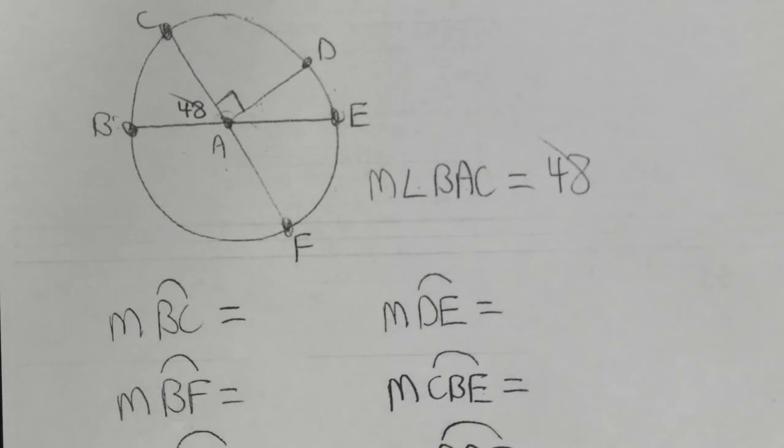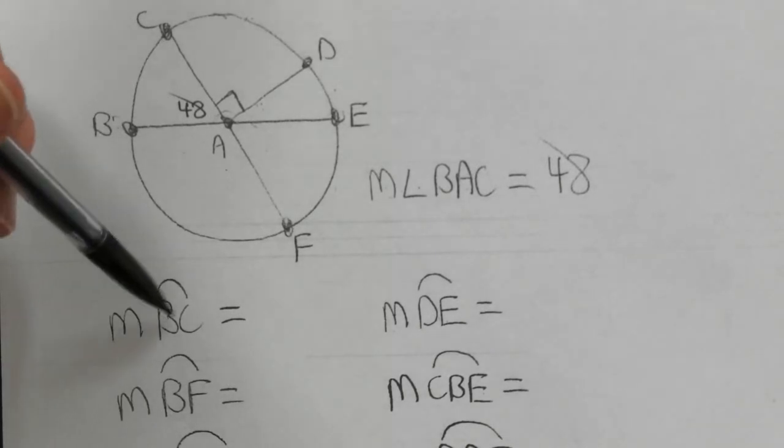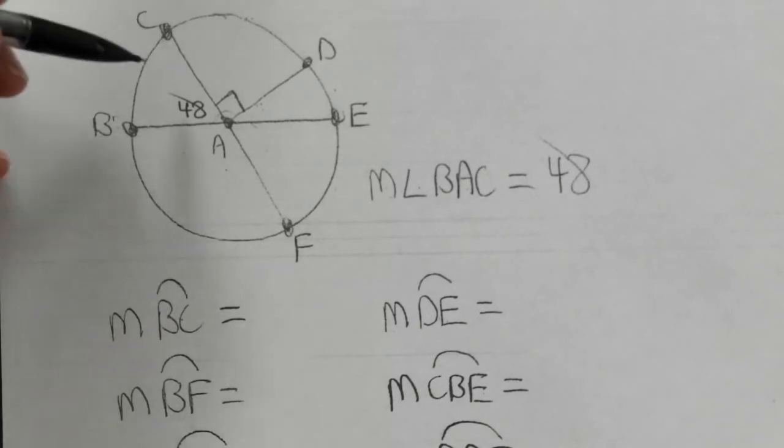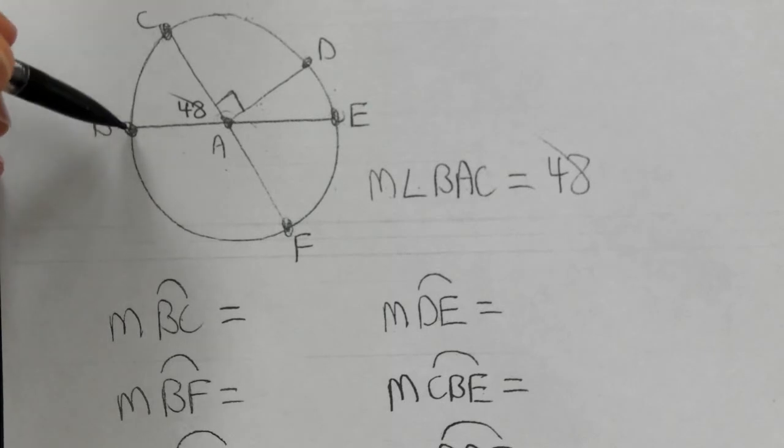So based on that measurement, I've got to find the measure of all of the rest of these arcs that are listed. All right, so let's take a look and see how we are going to be able to do that. So the first one that I'm trying to find is the measure of arc BC. Where is the measure of arc BC? Well, arc BC is here.